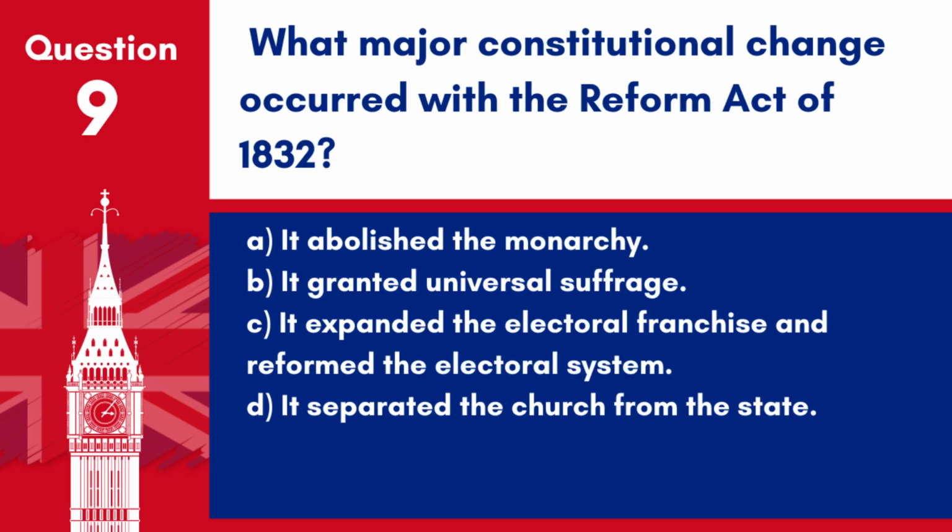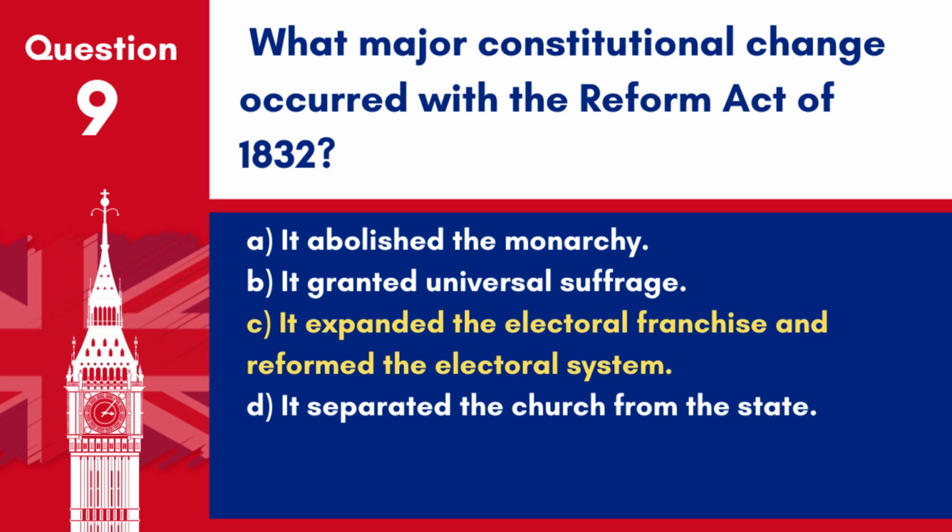Question 9. What major constitutional change occurred with the Reform Act of 1832? A. It abolished the monarchy. B. It granted universal suffrage. C. It expanded the electoral franchise and reformed the electoral system. D. It separated the church from the state.